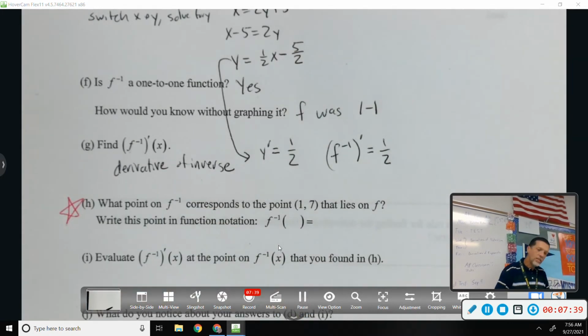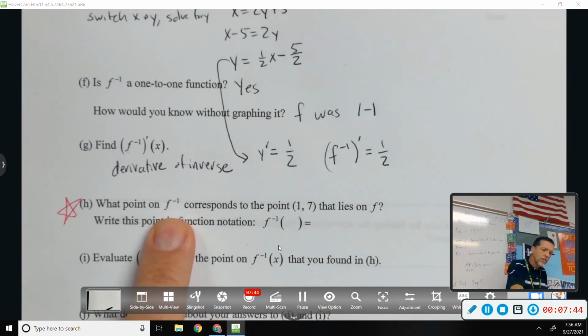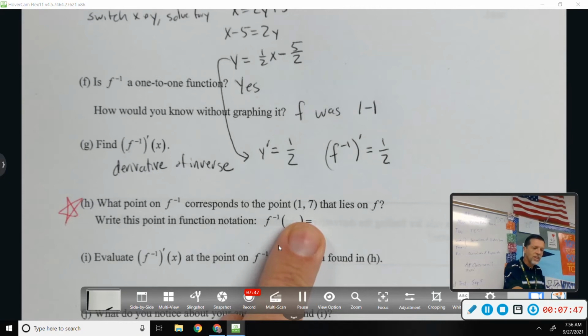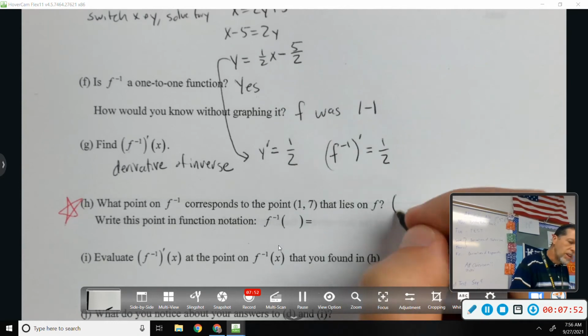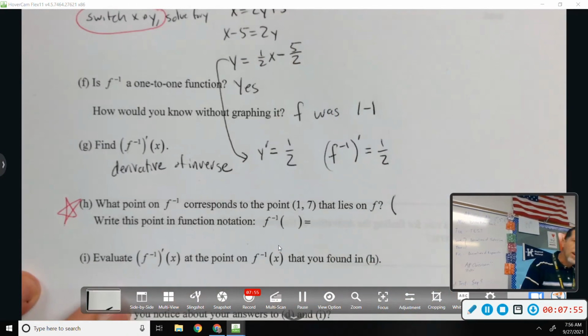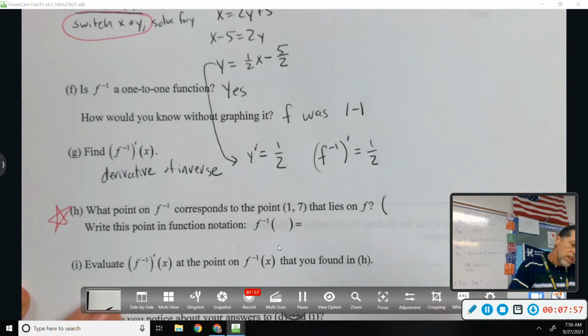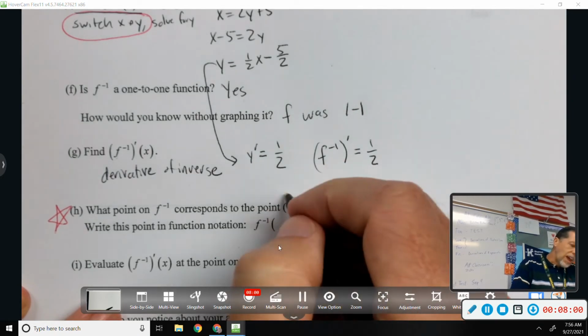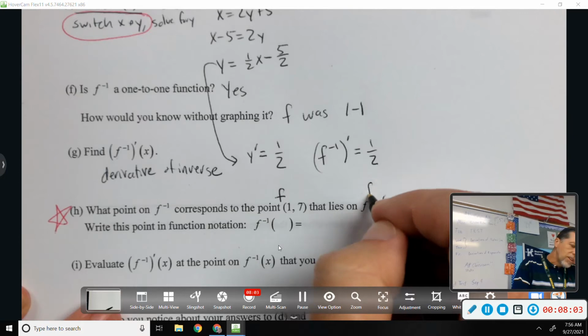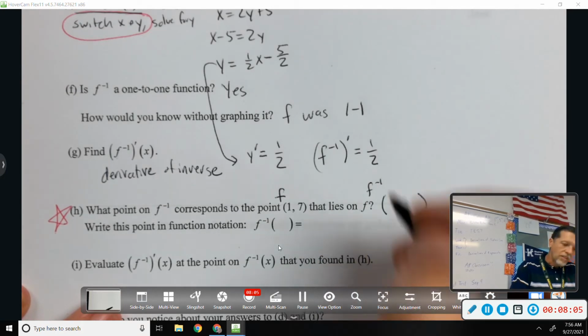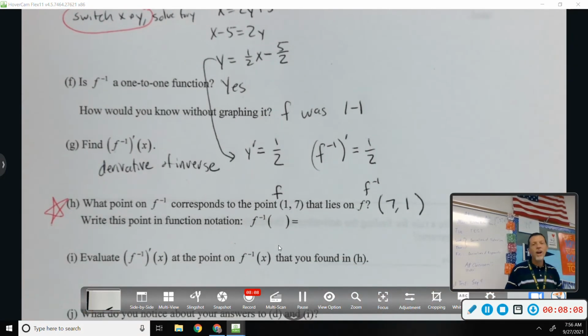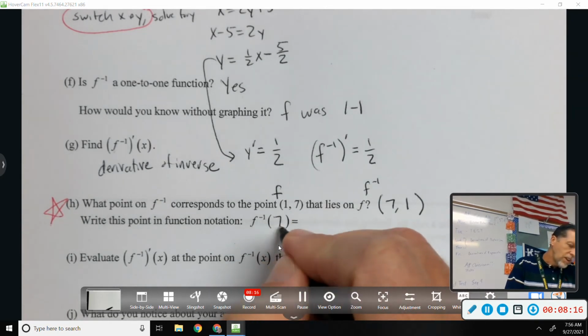This next point is easy, but man, it's so important when we get to doing these problems. What point on the inverse corresponds to the point (1, 7) that lies on f? Inverses mean switch x and y. So if (1, 7) is on f, then what's on the inverse? (7, 1). Switch x and y. Write this point in function notation. So f inverse of 7 equals 1.